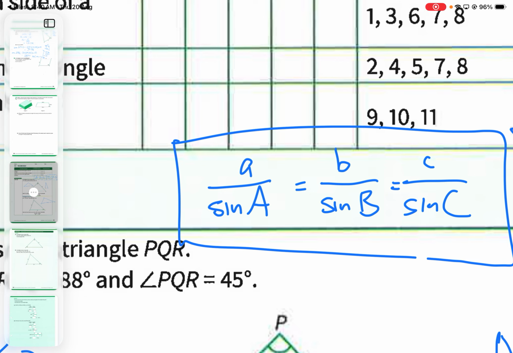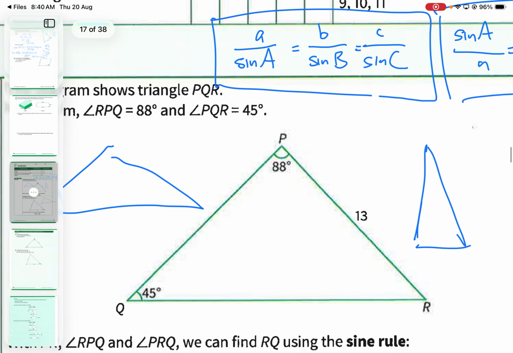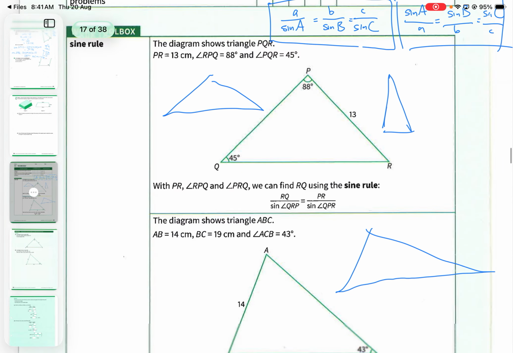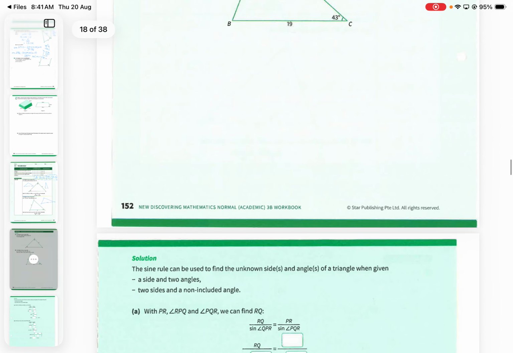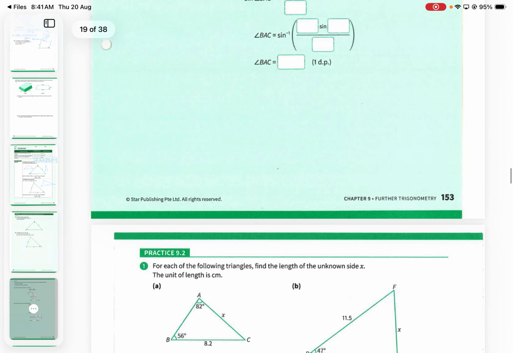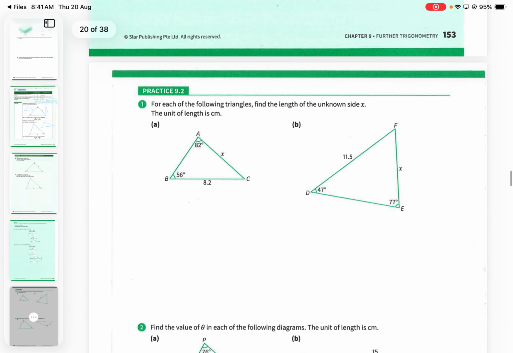If you take a side over the sine of the opposite angle, okay? If I take this side, divide by the sine of this angle, it will be the same as taking this side, divide by the sine of its angle. Bigger, smaller, but in the end they form a ratio. When you divide one by the other, the ratio is the same throughout that triangle. Okay? So how we use that is very simple. It is the simplest after your Pythagoras.